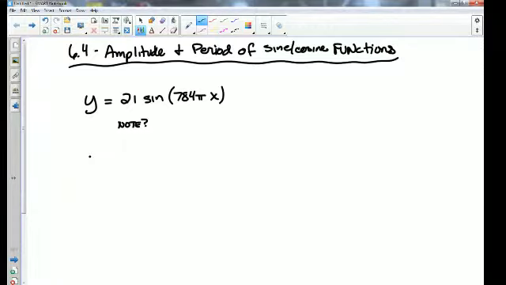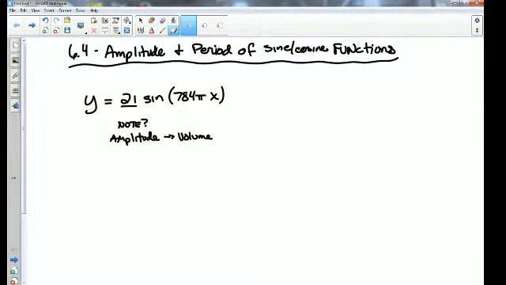That's a fantastic question. See, I'm smart. In music terms, what's the word for amplitude? Volume. How loud it is. Okay, so that would be an answer to the question of what is that number? Volume. The amplitude is 21? Yeah.